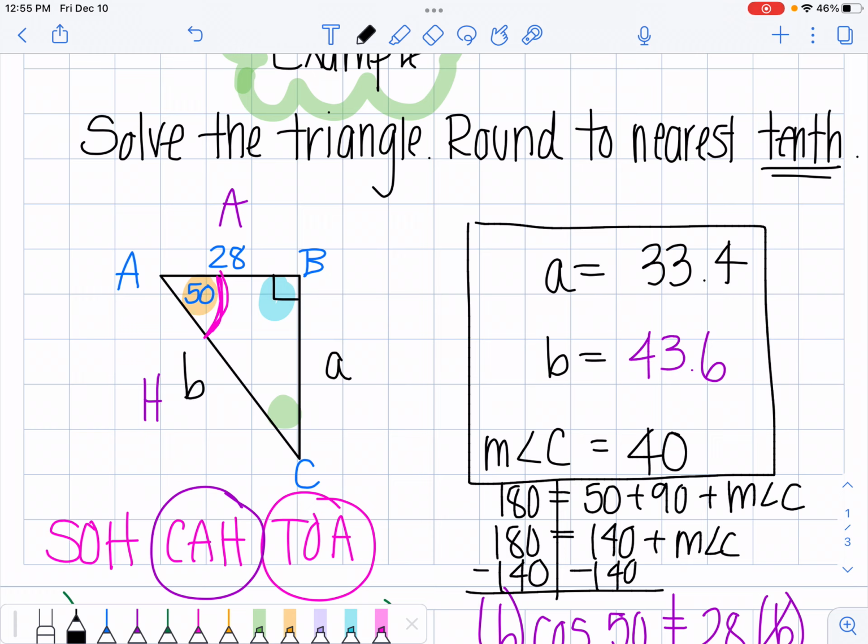I could have used the Pythagorean Theorem if I wanted. Once I found my first side, a, then I could have said a squared plus b squared equals c squared. But since I was already using SOH CAH TOA, I just figured I'd go with it. But you can make that choice. Either way, you will get the same answer.